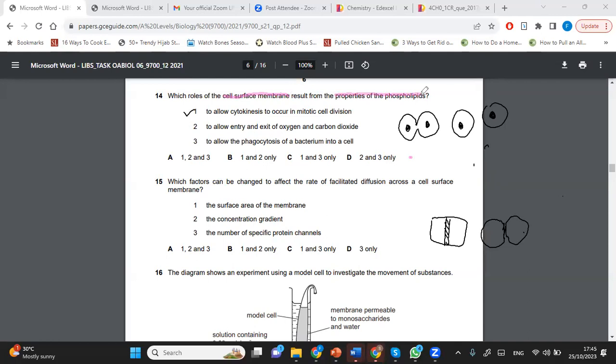For example, if your cell is allowing glucose to be transported, glucose transport doesn't have anything to do with phospholipids. Yes, the cell membrane will allow glucose to cross, but not because of the phospholipids, but because of the carrier proteins, because of facilitated transport. So over here, the question is two-ended. Not only are they asking you is it the role of the cell surface membrane, but they're asking you, is it the role of the cell surface membrane because of phospholipids? So number two, is number two correct or incorrect?